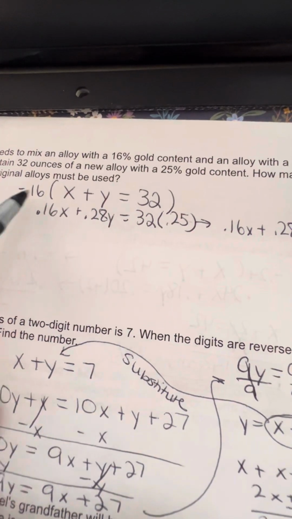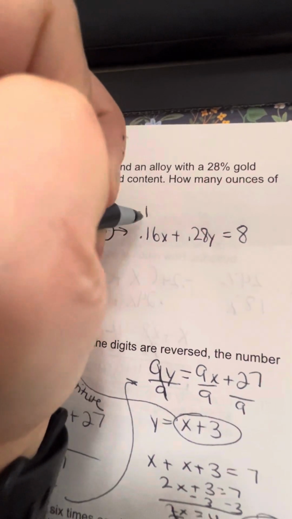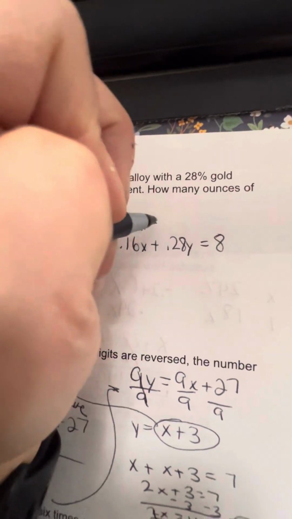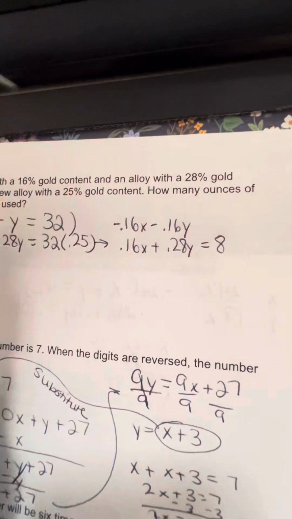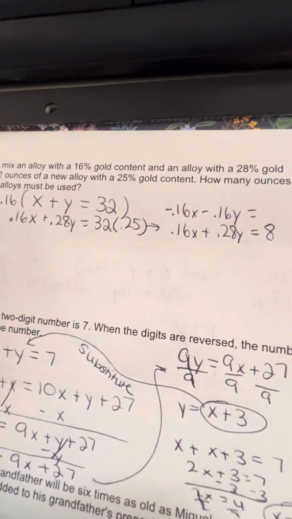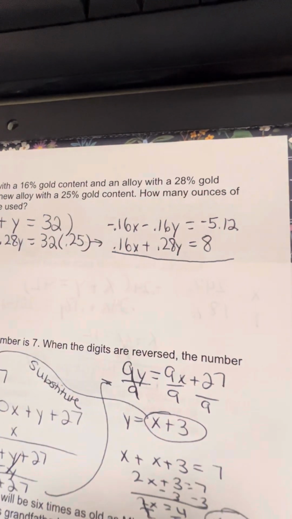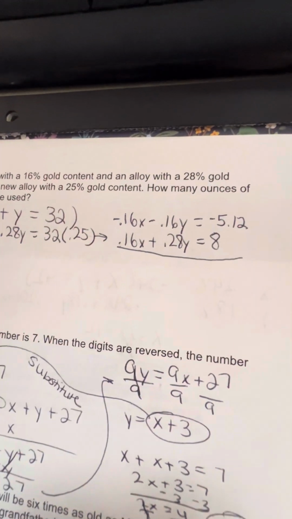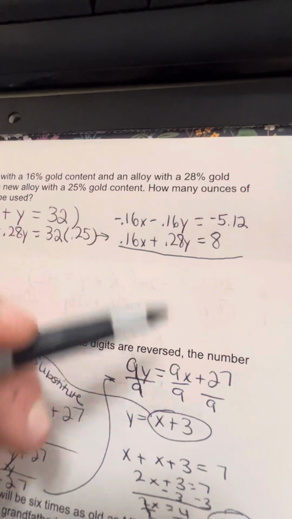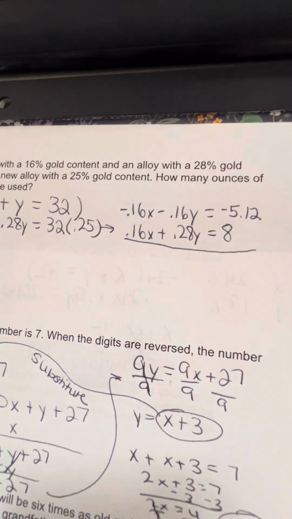So I'm going to multiply this entire top equation by a negative 0.16. X and Y are both going to have negative 0.16 in front of them, because of the distributive property. When I multiply the negative 0.16 times 32, I end up with a negative 5.12. We are going to end up with some negative answers throughout the problem, and that's okay, because when we even everything out at the end, it'll be fine.